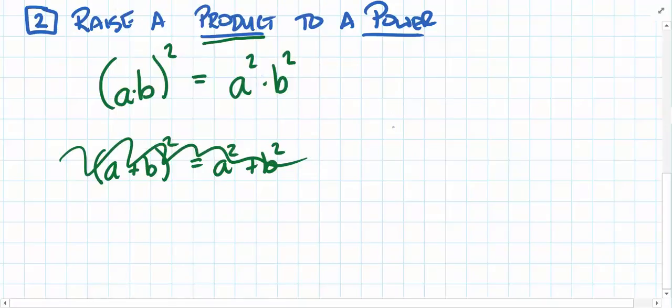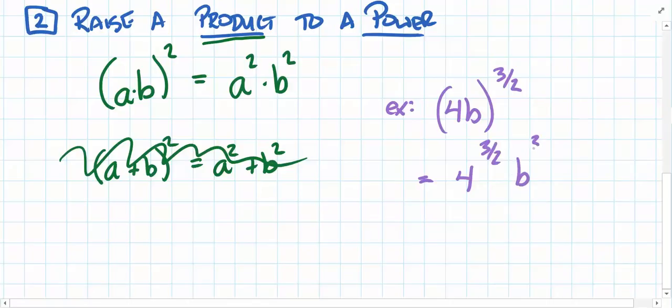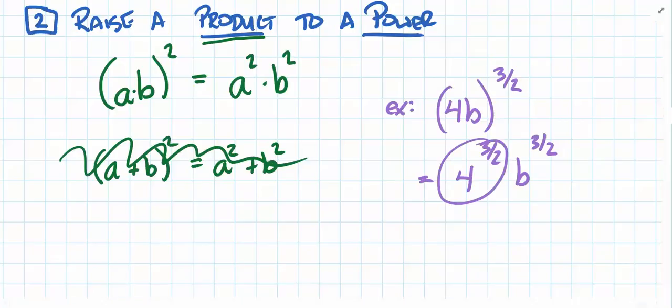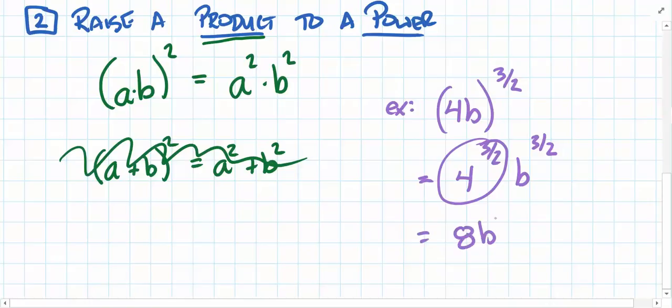So let's do a quick example of this one, just to make sure we're on the right track. What if I did 4b all to the 3/2 power? Well, that's a product raised to a power. So this is 4 to the 3/2 power times b to the 3/2 power. Okay? How much is 4 to the 3/2? We just did this problem a little while ago. What did we get from that? Anybody remember? Yeah, we got 2 to the 3rd, which is 8, right? Very good. So this becomes 8b to the 3/2. So that's kind of where we're going with this product to a power rule.